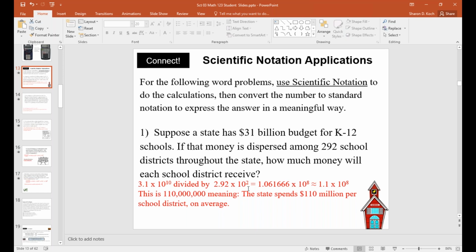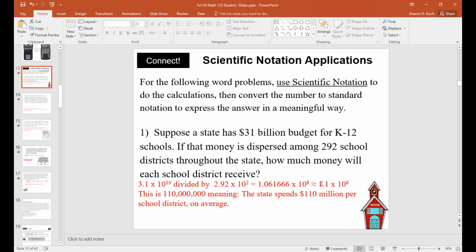Okay, and they don't have the same units. Remember, the one is in the billions, the other one's only in the hundreds. And so I get a decimal value. All right, and I have to convert this to the correct answer. Well, in this case, notice 3.1 or 31 only has 2 digits, and then 292 has 3 digits. So the least number of digits would be 2. So I'm going to have to round my answer to 2 significant figures.